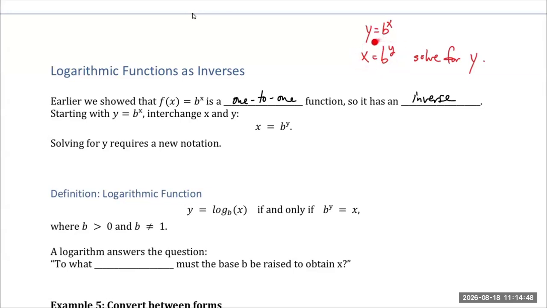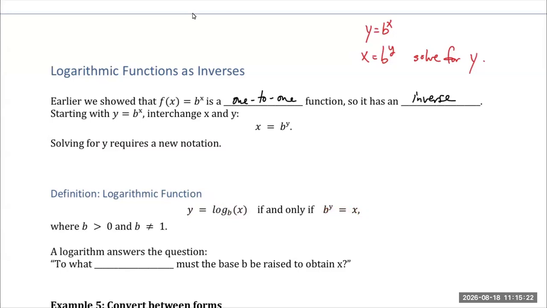So what we do is we actually cheat a little bit. We create a whole new notation, and this whole new notation means the solution to this equation. Okay, so we define the logarithmic function to be as follows. We write the logarithmic function like this, but what's its meaning? Its meaning is it's the solution to this equation right here.